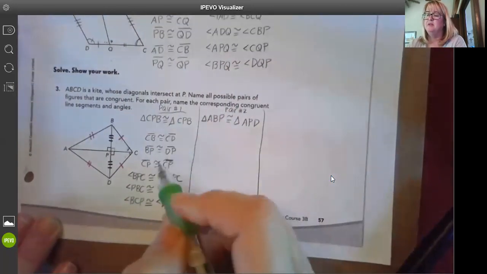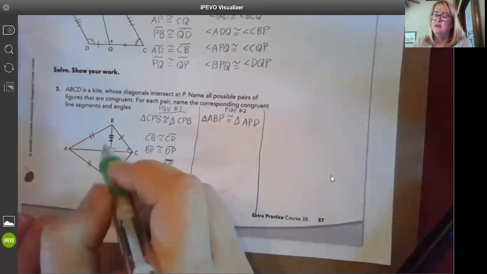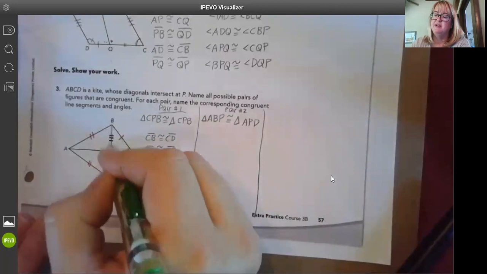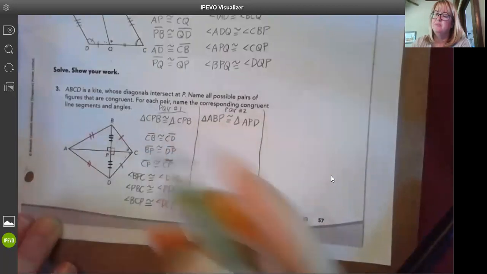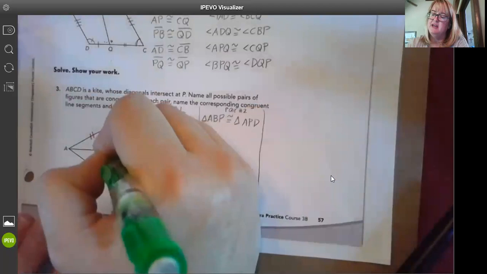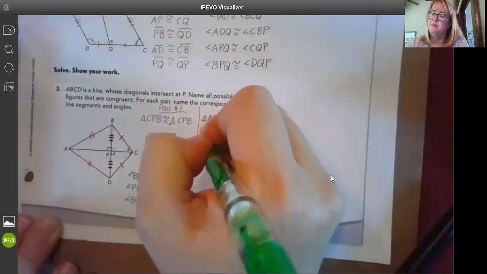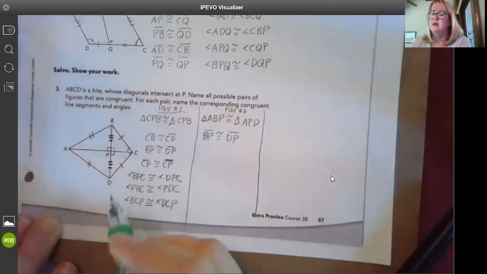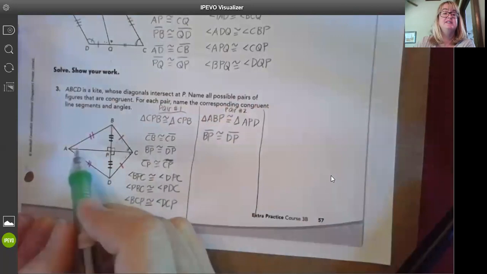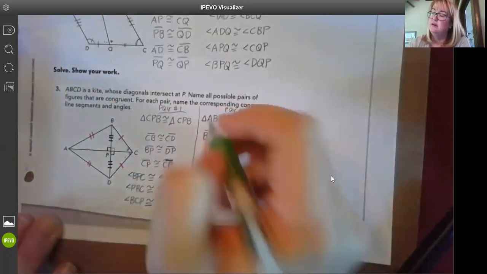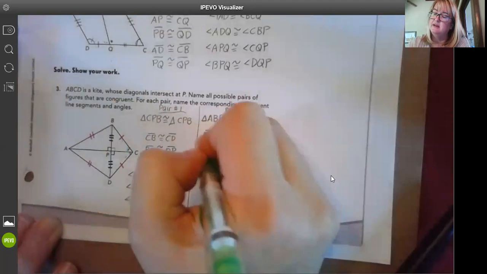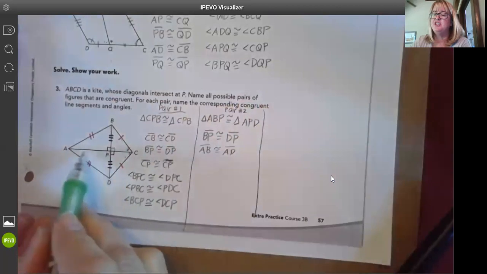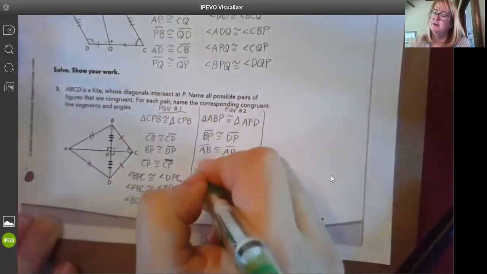All right, again, the side lengths that are the same length. Well, we've got these 2 that are corresponding, the shortest side. So we'll call that BP and DP are congruent. BP is congruent to DP. Then we've got the ones with the 2 hash marks, AB and AD are congruent. AB is congruent to AD. And then this one they share. So AP and AP are congruent.